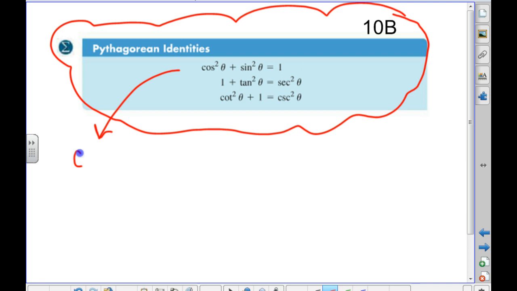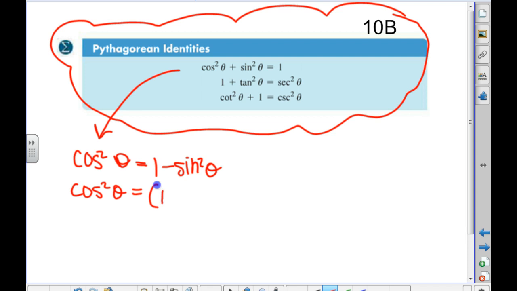In other words, a cosine squared, theta or x or whatever, is also equal to a 1 minus sine squared. Is everybody okay? All I did was subtract the sine squared over there. They will also do tricky things like this. Well, this is a 1 minus something squared, so it's really a 1 minus sine times a 1 plus sine. It could factor, or the other way around.